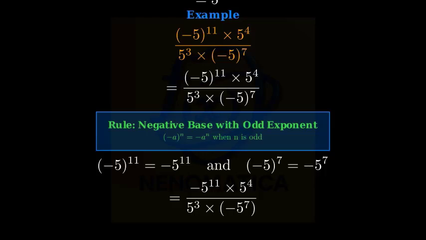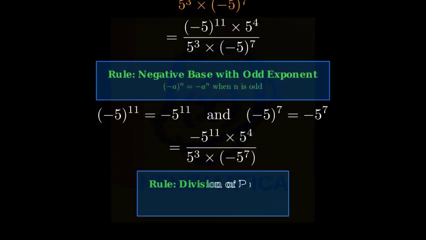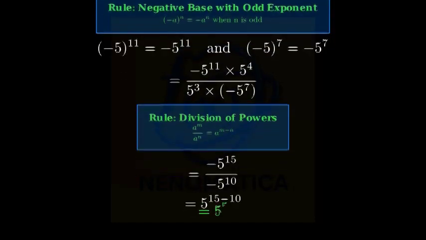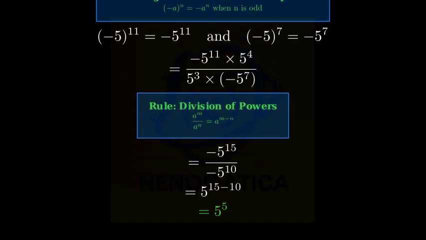We get negative 5 to the power of 11 times 5 to the power of 4, all divided by 5 to the power of 3 times negative 5 to the power of 7. Let's simplify this further. This gives us negative 5 to the power of 15, divided by negative 5 to the power of 10. Since the negative signs appear in both numerator and denominator, they cancel out. Then we can use the division rule for exponents to get 5 raised to the power of 15 minus 10, which equals 5 raised to the power of 5.